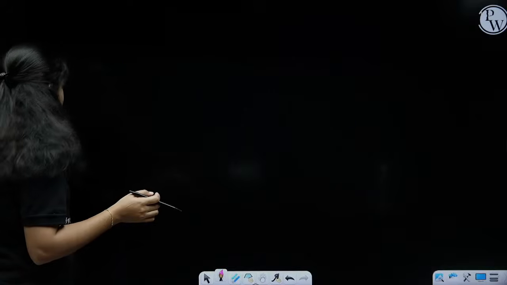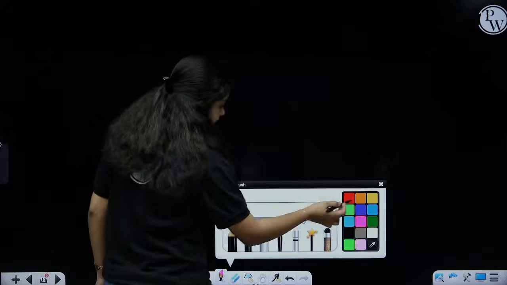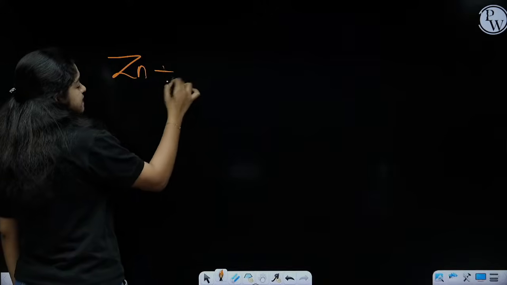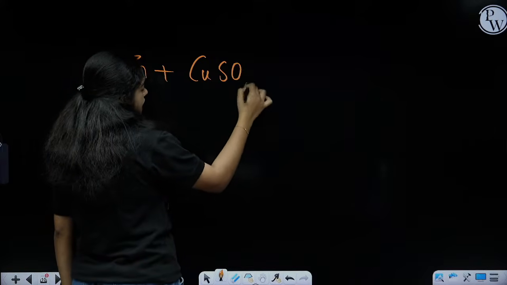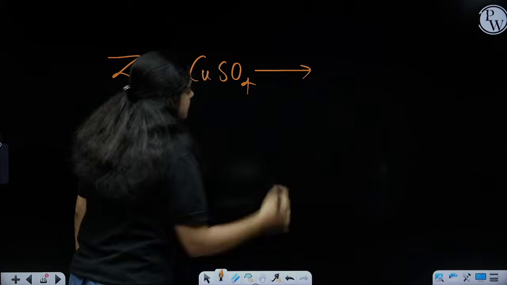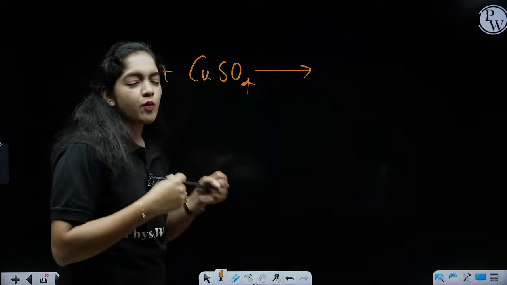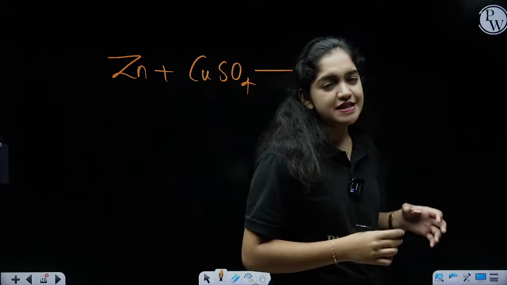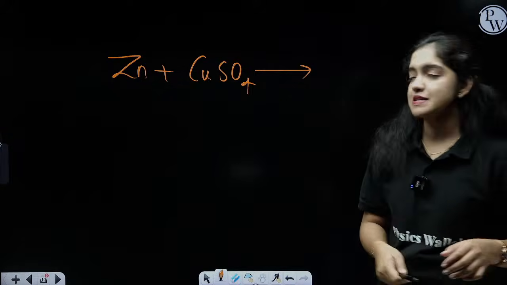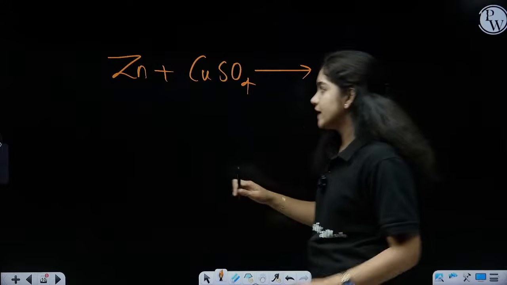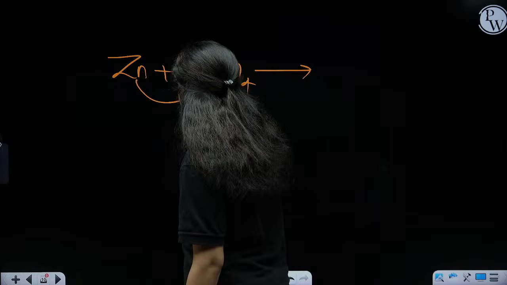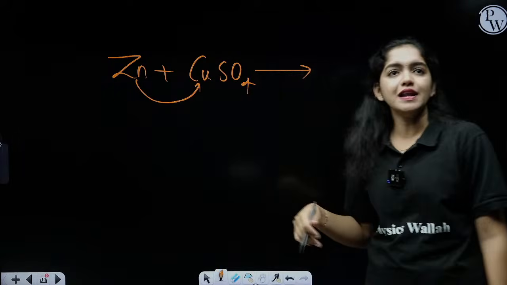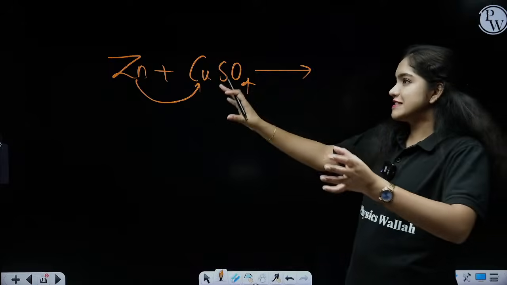Just check how we can write, okay. So first take the main reaction. What is happening here? We took zinc and it is placed in a copper sulfate solution, aqueous copper sulfate. Zinc is having more power, more strength. When we compare the reactivity series, zinc is a highly reactive metal compared to copper. So what will happen here? Zinc will displace the copper and will sit in the place of copper.